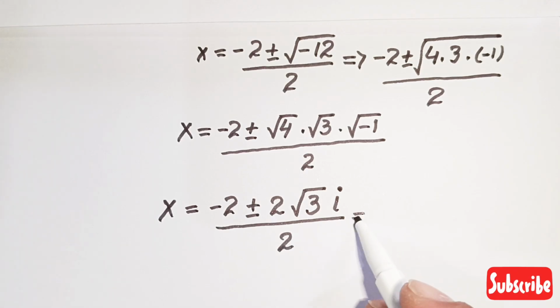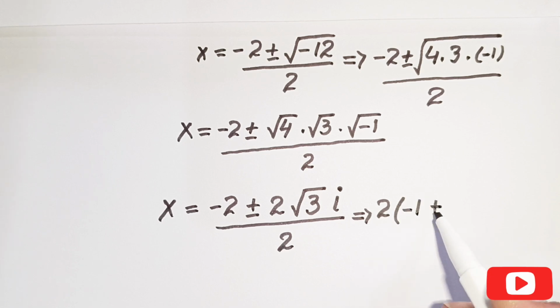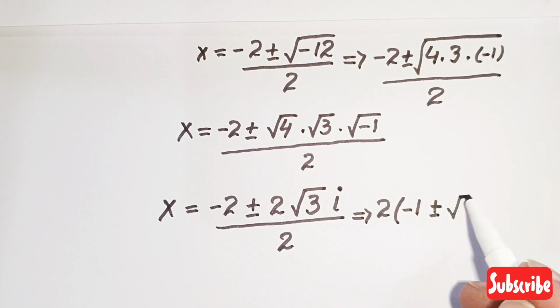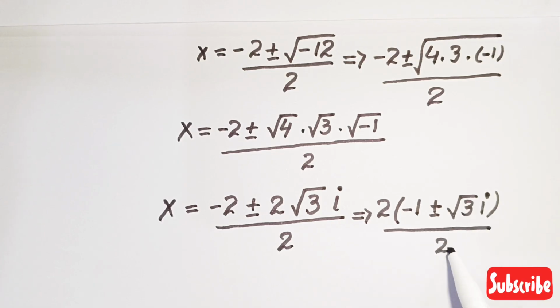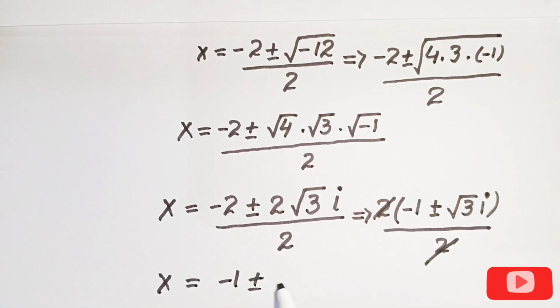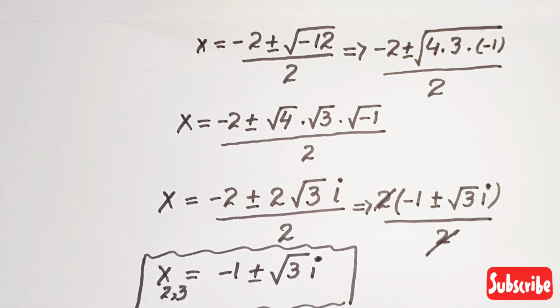Now if we take 2 common, taking 2 common we get 2 times (minus 1 plus or minus the square root of 3 i), all over 2. So 2 is cancelled out with 2. We have the value of x as minus 1 plus or minus the square root of 3 i. So these are our two values of x, let's say x2 and x3. We have found another two values of x, which are actually complex solutions here.